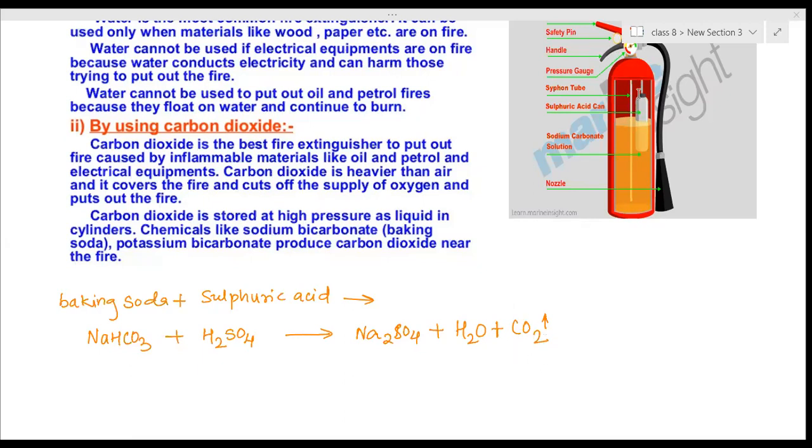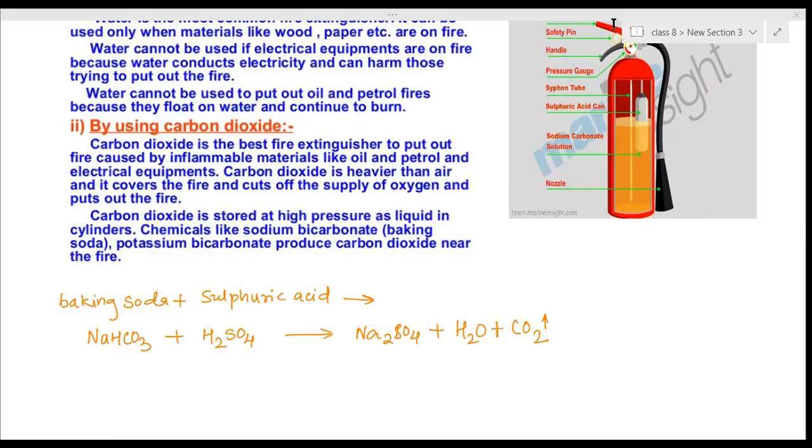Carbon dioxide gas is a gaseous substance, it applies pressure. So with this pressure, it will start coming out through the nozzle and get poured over the fire, forms a blanket, cuts off the oxygen supply and extinguishes the fire. Is it clear how it happens? Yes, ma'am. Okay. So initially both remain unreactive.